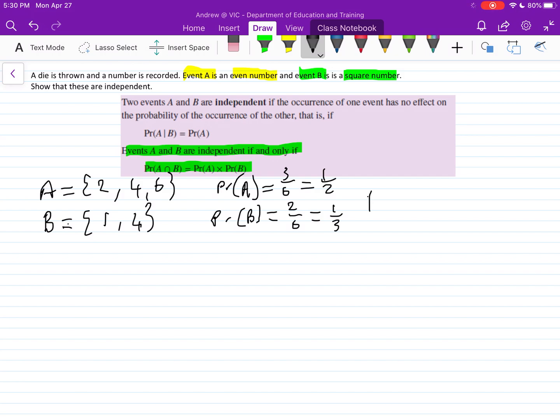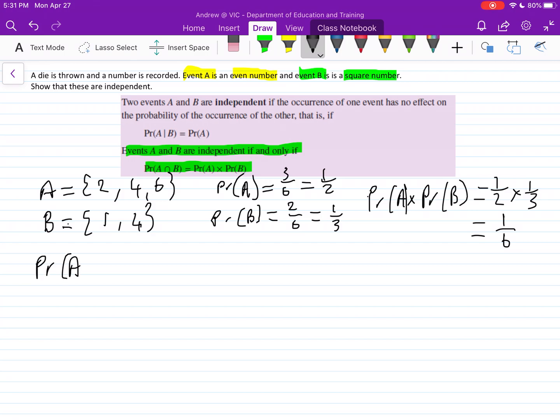So we can work out the probability of A times the probability of B. This is equal to a half times a third, which equals 1/6. So now we know the value that we need to prove it equals. Now we need to find the probability of A intersect B, and we need a way of proving that this is going to equal 1/6. To do this, we need to break out the options that we have.